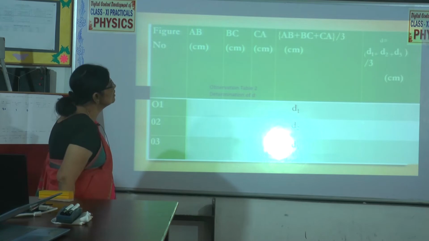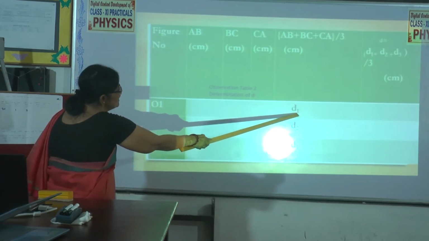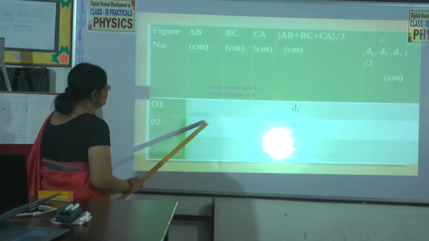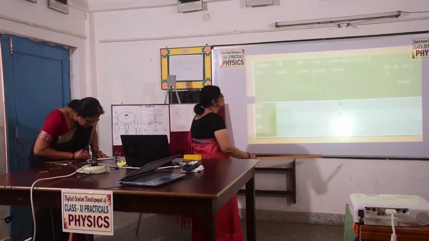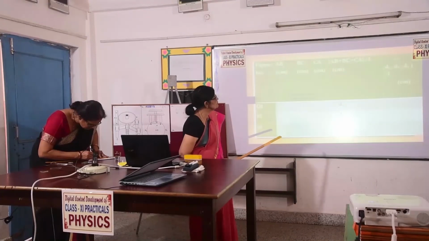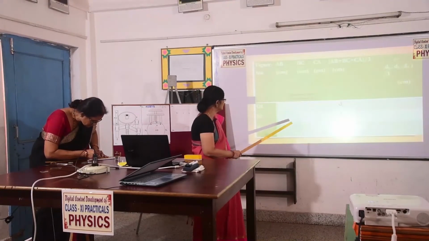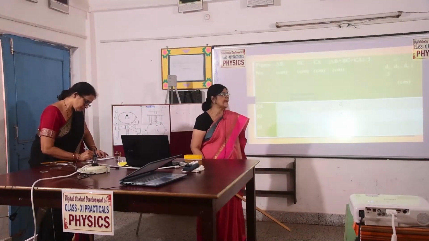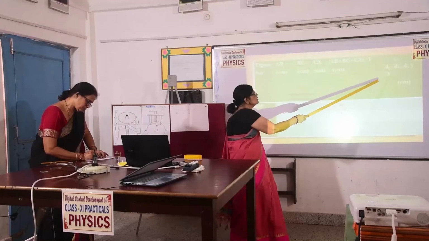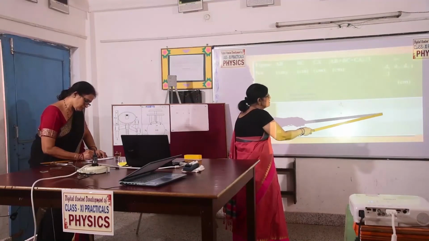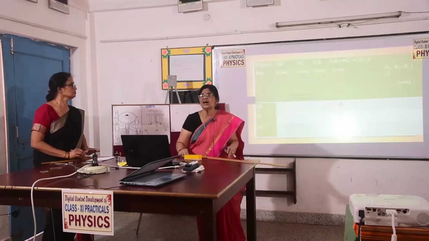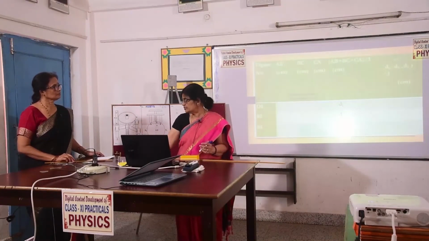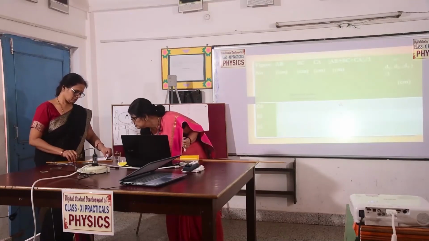D2 is the sum of the three sides divided by 3. Take the average length of every figure. So D1, D2, D3 are the average distance between any two outer legs for every figure. Then after getting these three averages, take the grand average, which is D equal to D1 plus D2 plus D3 by 3. That will be sufficient to calculate the average distance D between any two outer legs of the cylinder. So what is the distance, ma'am?